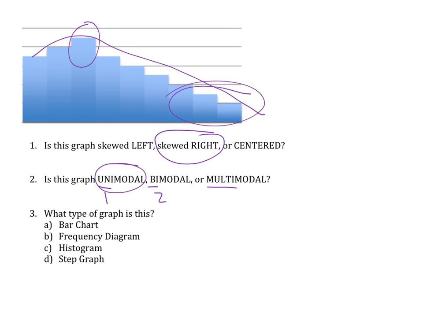And number 3, what type of graph is this? Although because of the bars you want to say bar chart, it's actually a histogram because of the way the bars are represented. They're all close together, and that's how we would draw a histogram, not a bar chart. So the option C is the correct choice.